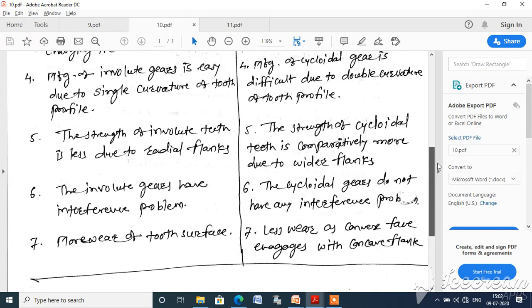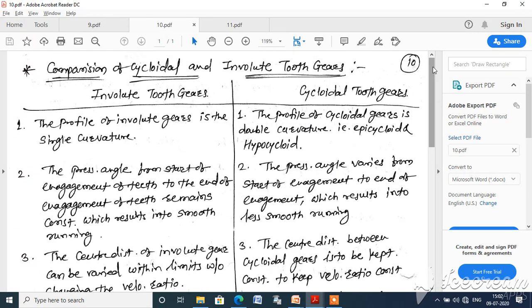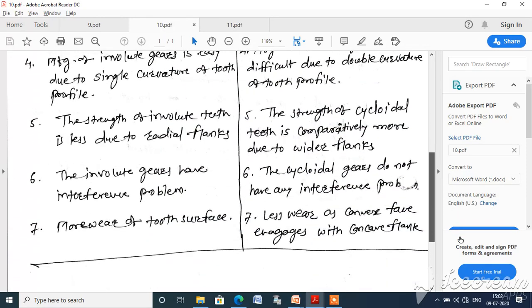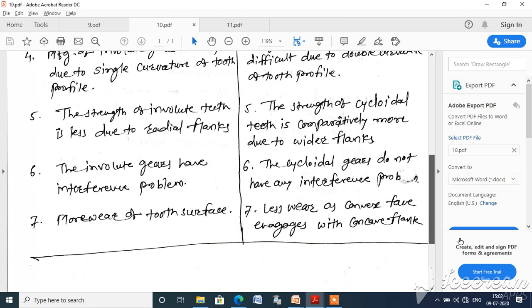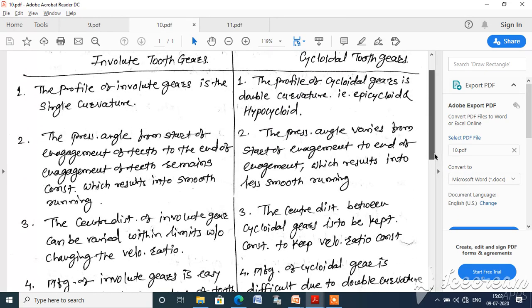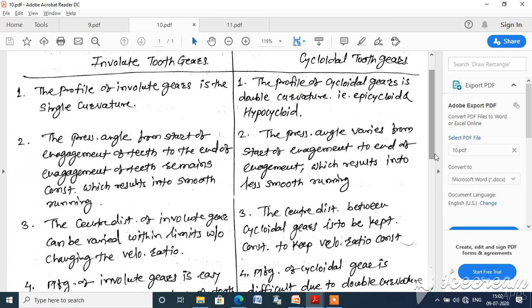A question generally asked in the exam: write the comparison of cycloidal and involute tooth profile. Here I have given some comparison between the involute tooth profile gear and the cycloidal tooth profile gear. Almost seven comparison points I have given, so just go through them. Involute gear tooth profile is on the left side and cycloidal gear tooth profile on the right side.